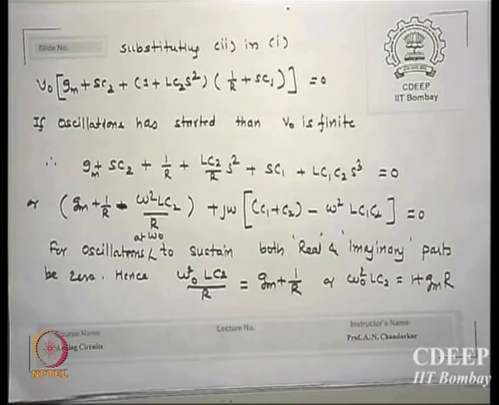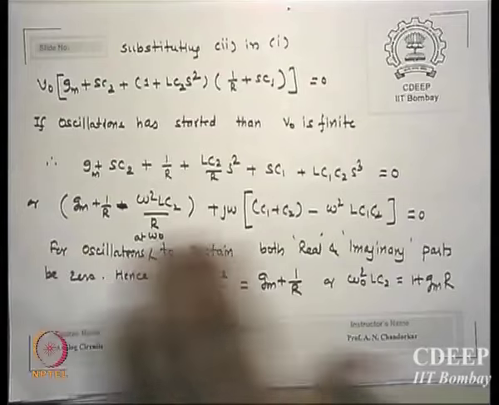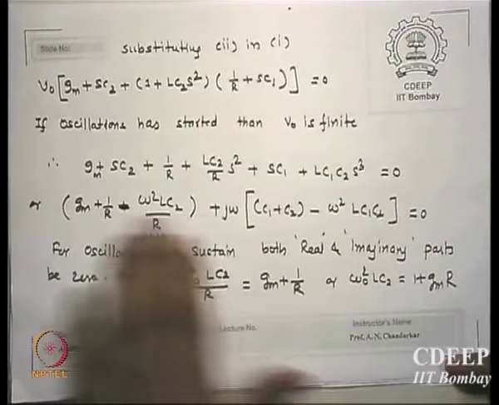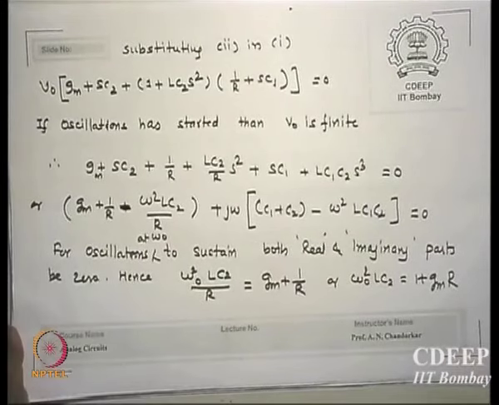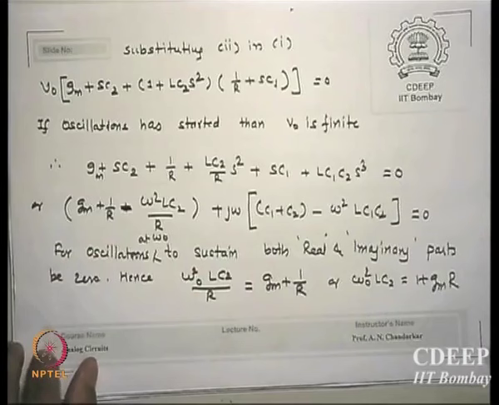Now if oscillation is to sustain or start, V0 क्या होगा? 0 होगा क्या? Yes, if V0 is 0, there are no oscillations. Is the output 0 है ना? No oscillation. So if V0 has to be finite, and if this equation has to be correct, then the term inside the bracket must be 0. OK. If I substitute again S equal to j omega, real value plus imaginary value 0 है. Barkhausen criteria कहता है कि at omega 0 पर real value should be 1 and imaginary value be equal to 0. OK.